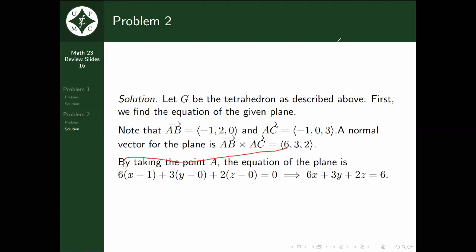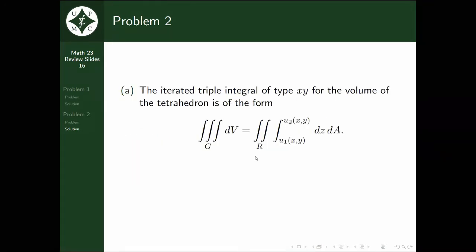For sub-item A, we need to do a type XY. Let me just refresh you guys that if you have a type XY solid and you want to integrate it using a triple integral, you write it like this. You write it as a single integral dz and then a double integral dA, where dA is either dy dx or dx dy. It depends on which projection you choose. We need to figure out what the bounds are.